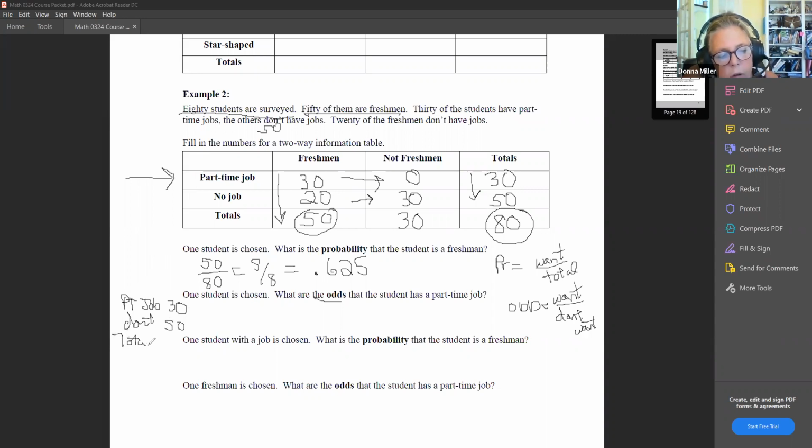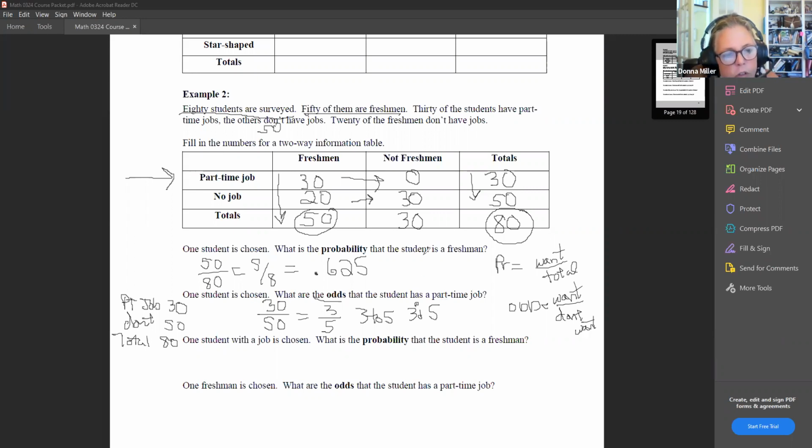All right, so the odds are the number of ways to get what I want over what I don't want. So the number of students that have a part-time job is 30, and the ones that don't would be 50. All right, so it's 30 to 50, or 3 to 5. It's how they write it. They could write it as 3 to 5 like this, or 3 to 5 like that, just with a colon. It just kind of depends on the professor. But the odds are the ways to get what I want over the number of ways to get what I don't want. Probability is what I want over the total. Okay.